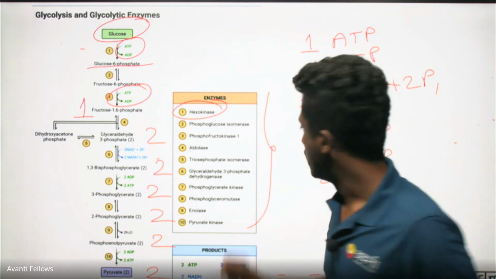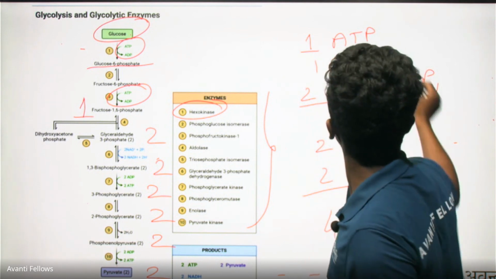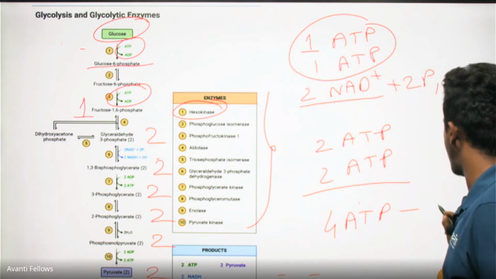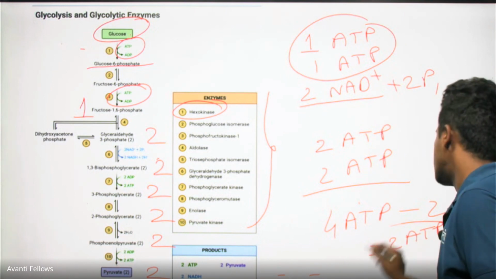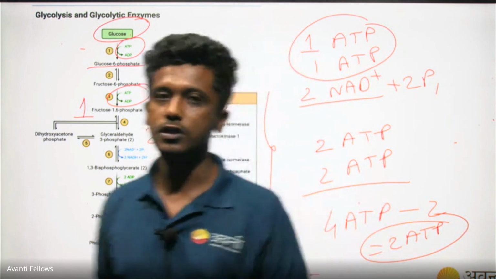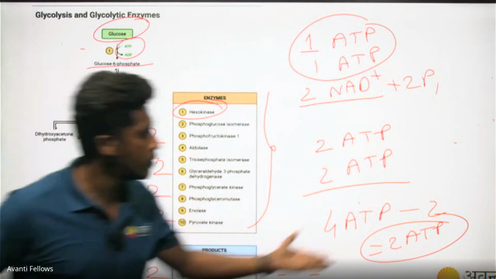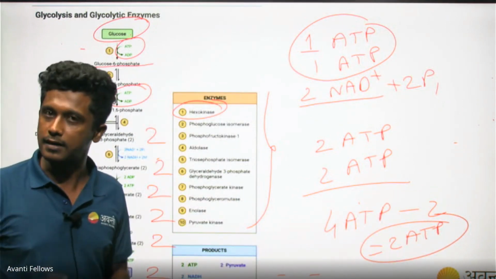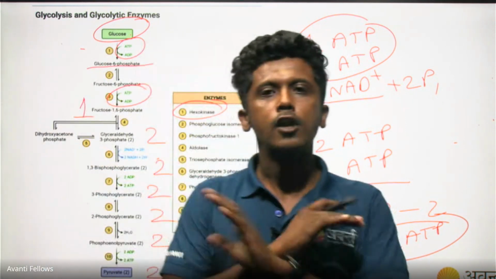Correct? So totally how much? We get 4 ATP. How much have we invested? 2 ATP. 1 ATP, 2 ATP. So 4 minus 2 would be 2 ATP. So this partial breakdown of glucose through glycolysis, where glucose is converted into pyruvate, will result in the formation of two ATP molecules plus two molecules of pyruvate. As simple as that. So this process is called glycolysis, and it happens in the cytoplasm in all organisms.